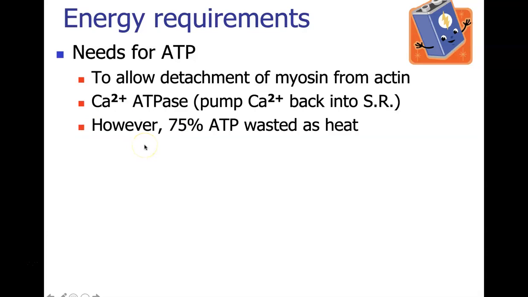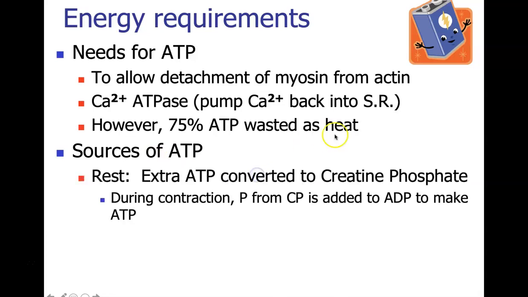So about 75% of ATP is wasted as heat. And this is just the nature of work and the nature of biology, that a lot of the energy in this case is lost as heat. So where does ATP come from?